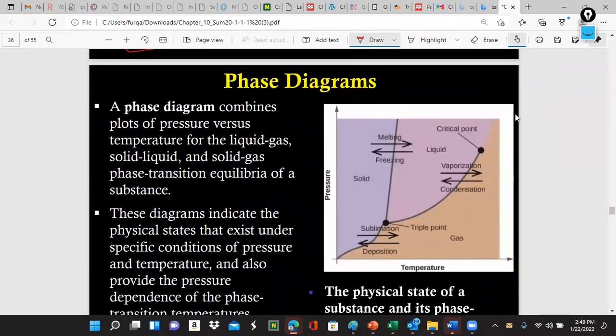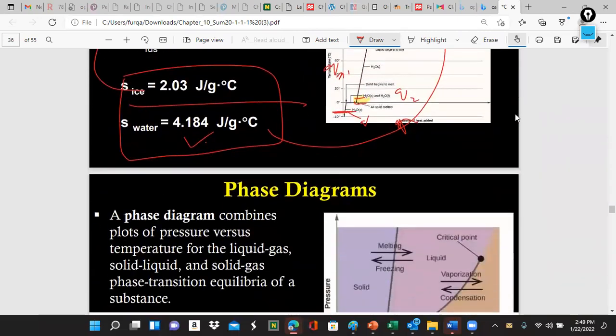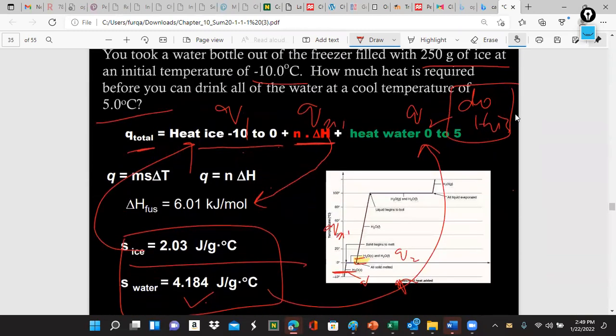Now the last part here is the phase diagram. So I'm going to end this video here, and in the next video, I'm going to make short videos for you guys, so it's easier for you to watch these. In the next video, I'm going to talk about the phase diagram.